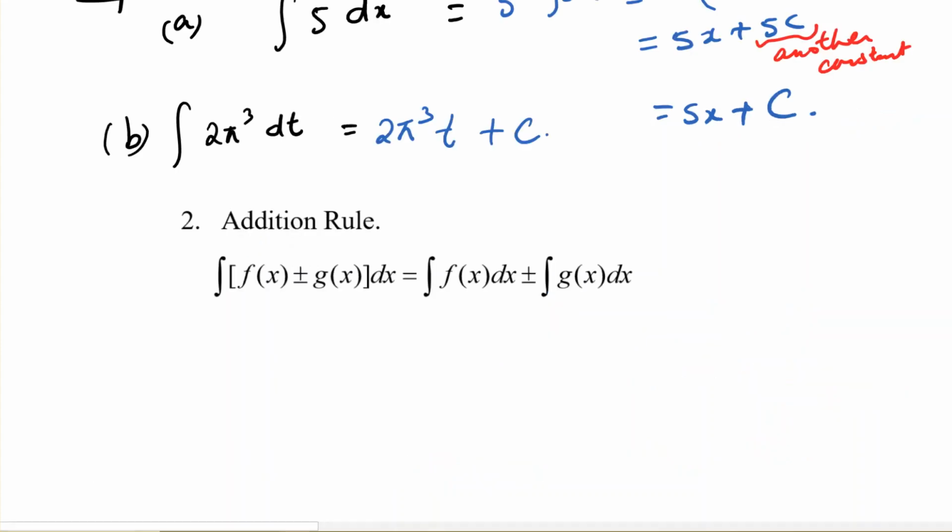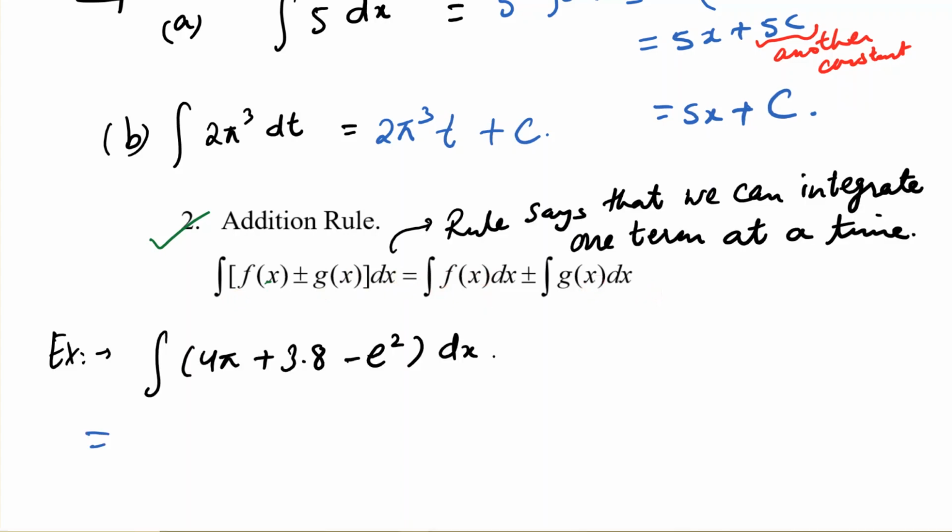Next we do the addition and subtraction rule of integration. The integral of f(x) plus or minus g(x) is equal to the integral of f(x) dx plus or minus the integral of g(x) dx. This rule says that we can integrate one term at a time. So the integral of a sum is equal to the sum of integrals.